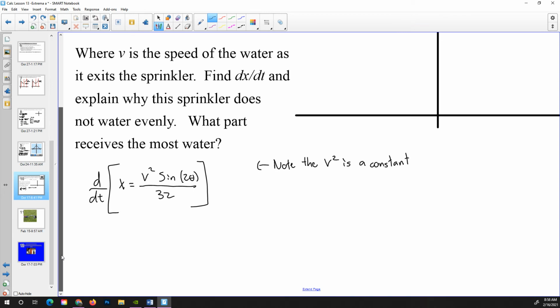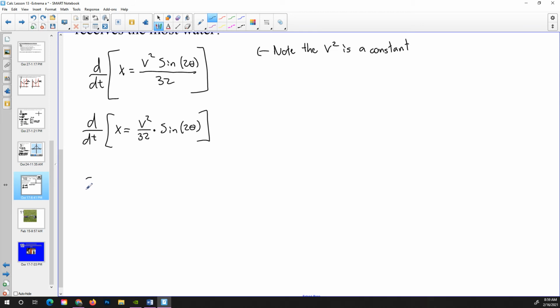So we can count that as a constant, which is actually pretty nice because we can rewrite this as d over dt of x equal to v squared over 32 times the sine of 2 theta, and we'll think of this as a constant. All right, so the derivative dx over dt is going to be equal to, we leave this constant alone, so v squared over 32. The derivative of sine is cosine. We leave what's inside that cosine expression alone, so the 2 theta.